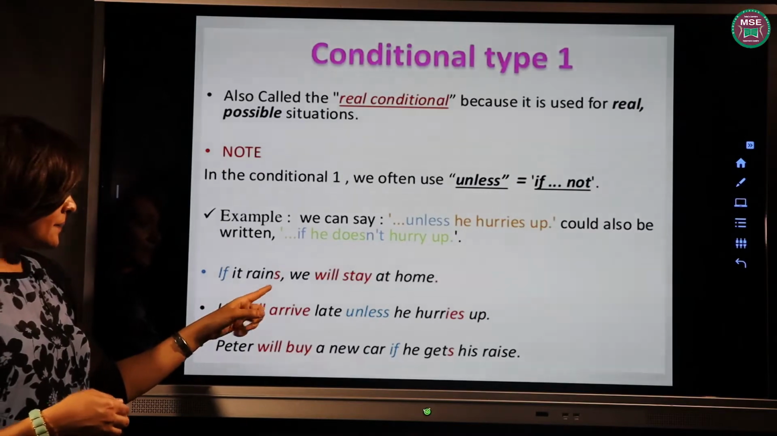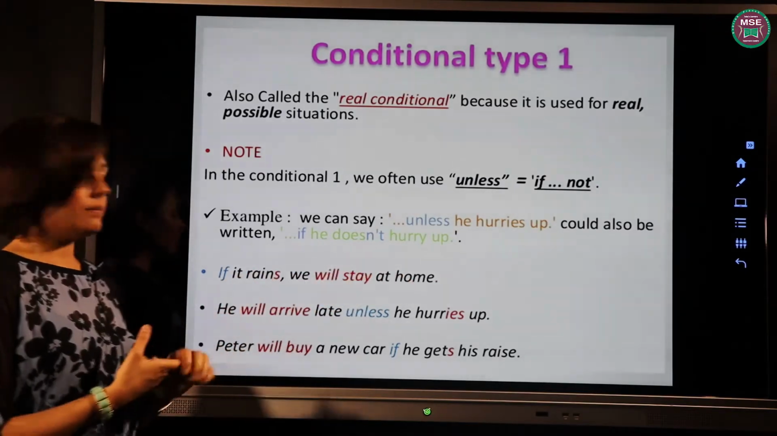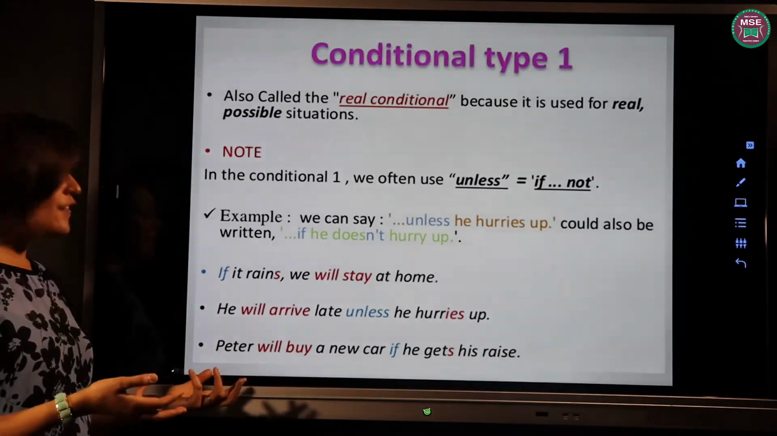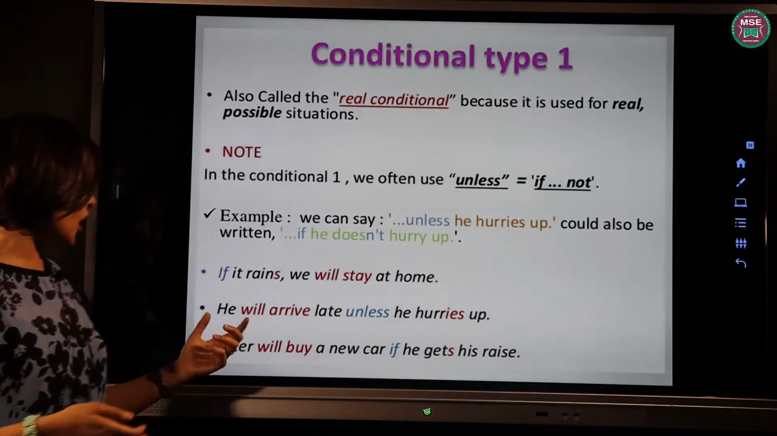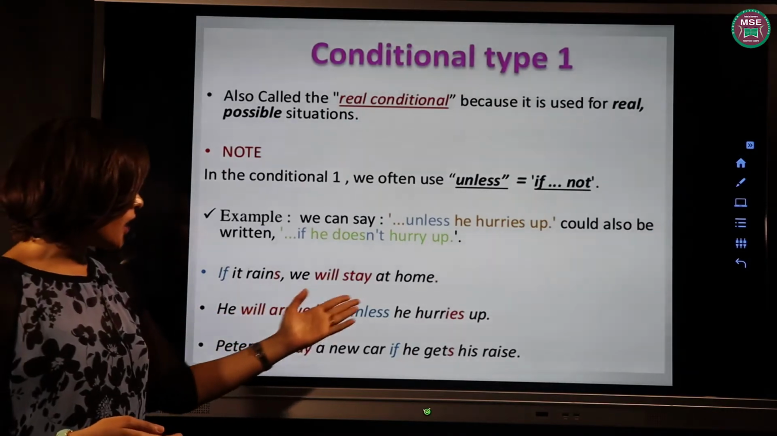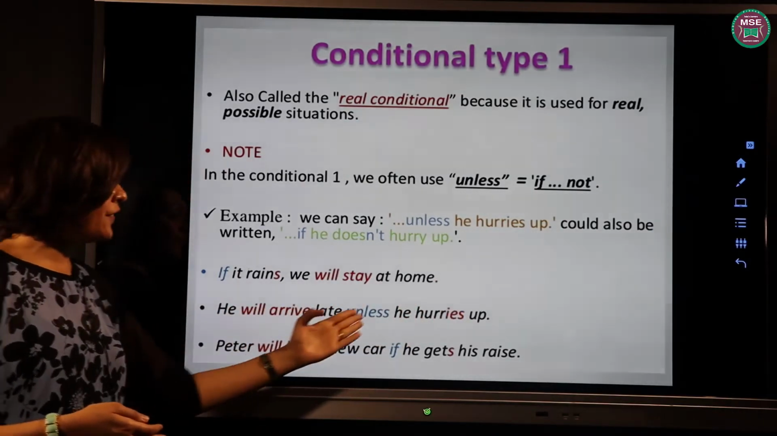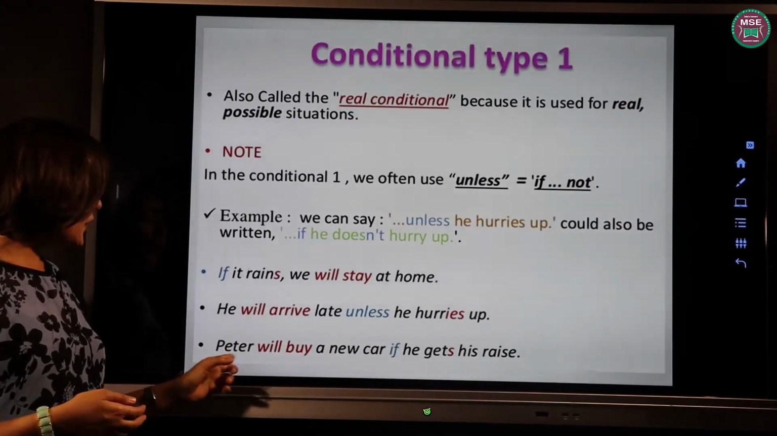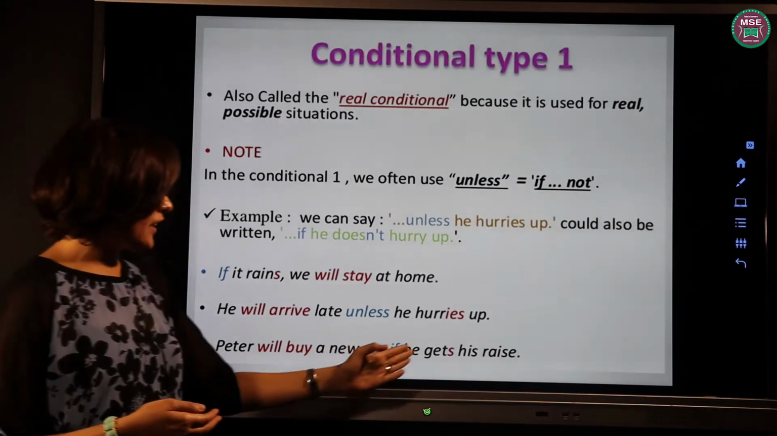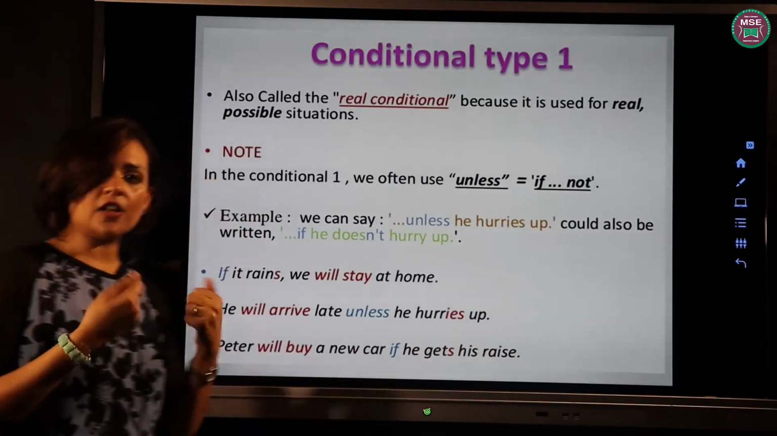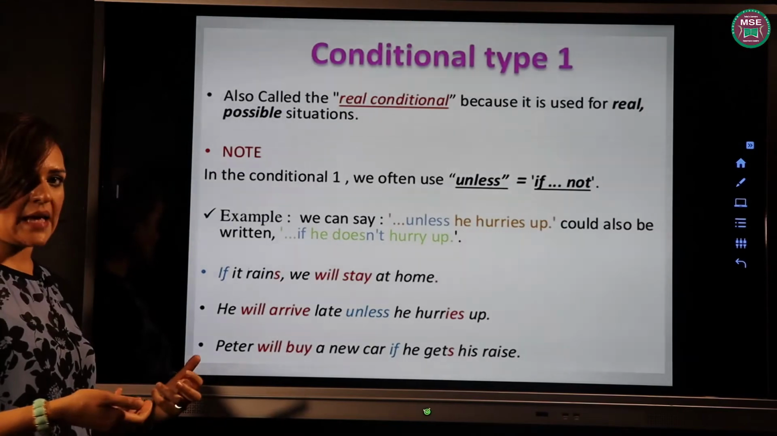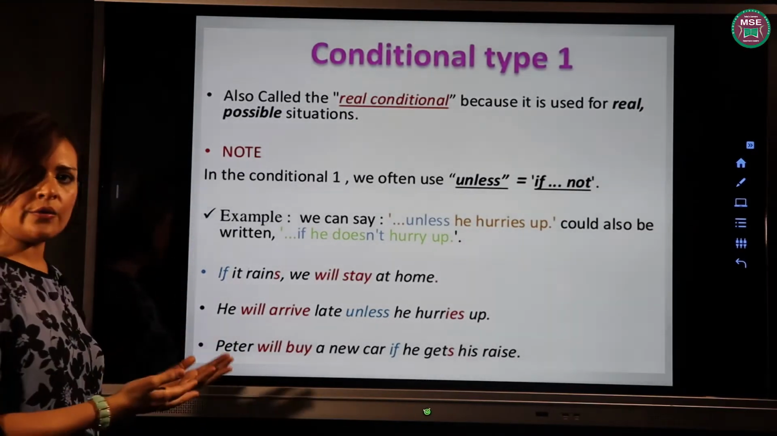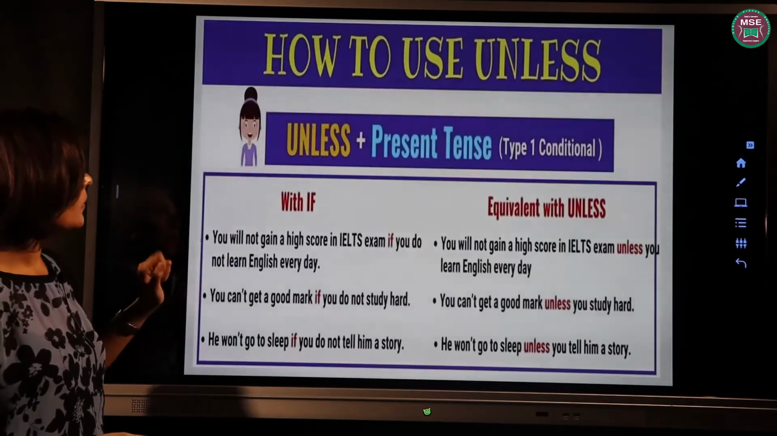If it rains, we will stay at home. It's very possible, it's very real; when it's rainy, we don't go outside. He will arrive late unless he hurries up. So if he doesn't hurry up, he will arrive late. Peter will buy a new car if he gets his raise. If he gets a lot of money in his salary, for example, he will be able to buy a new car. So it is very real and very possible.